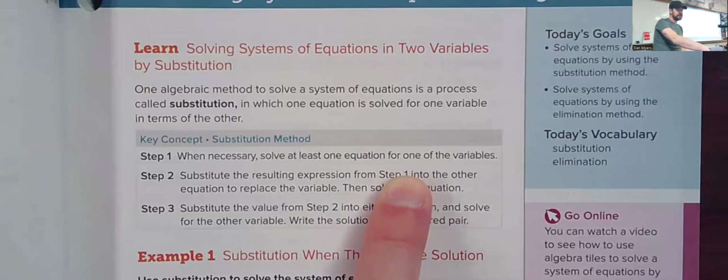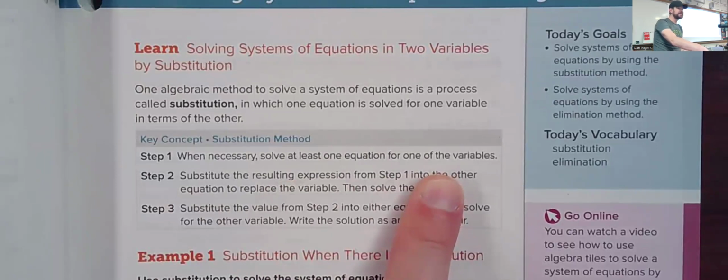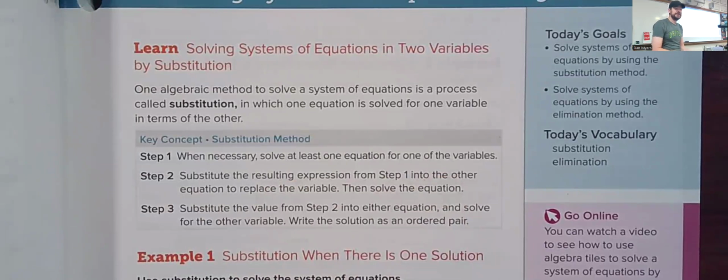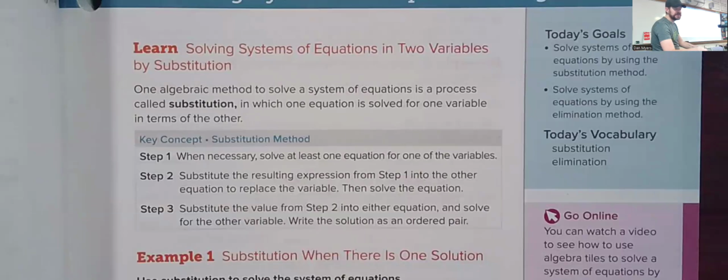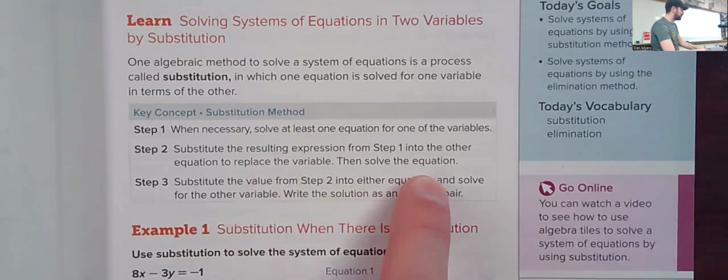So step 1, when necessary, solve at least one equation for one of the variables. Basically, get x or y by itself on one of the 2 equations. Oftentimes, there will be easier variables to get by itself than others, and usually it'll be pretty clear which one's going to be the easiest. Once you have that, you're going to take what that variable is equal to and substitute it into the other equation. That's step 2. And then you're going to solve for the remaining variable.